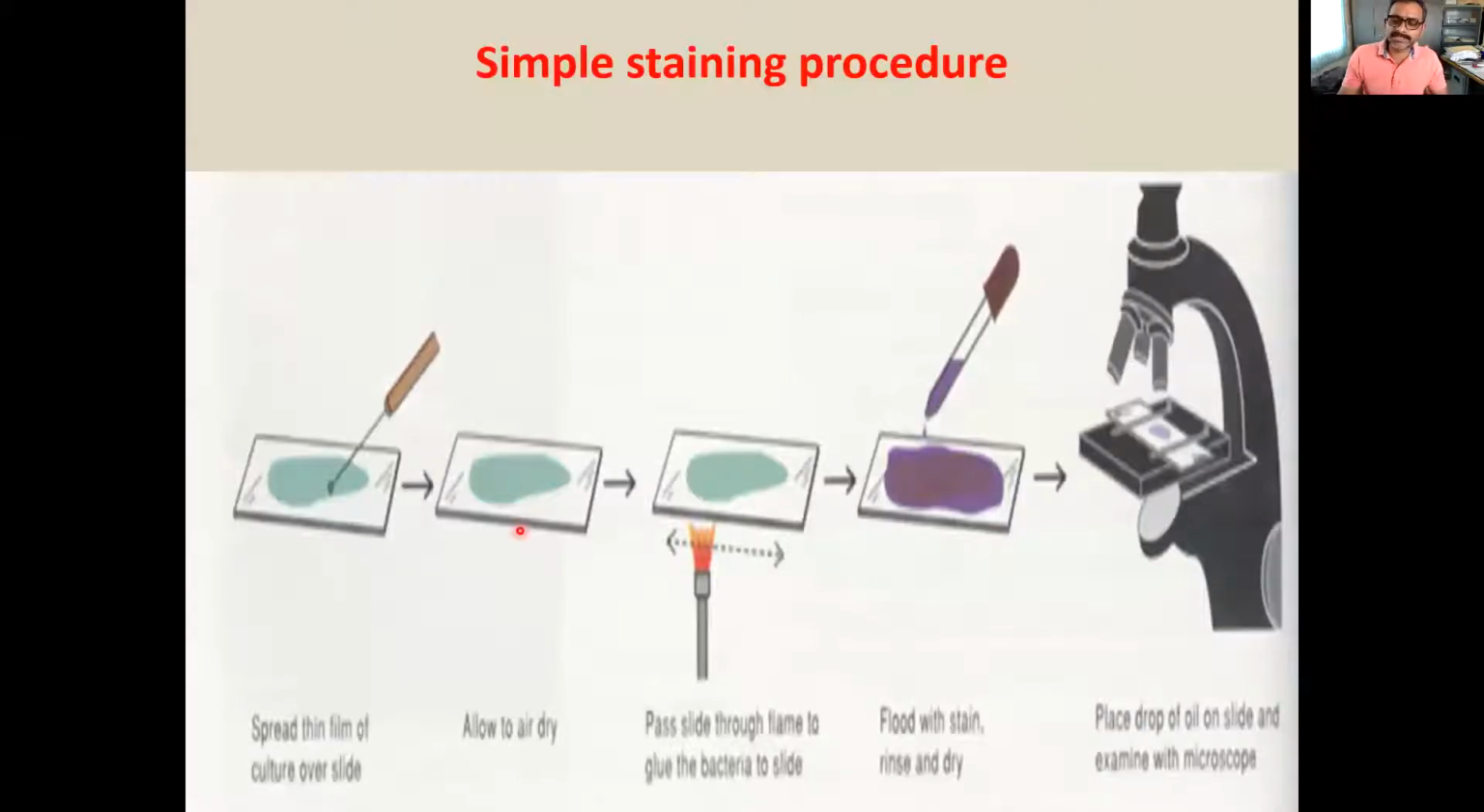So this is the procedure of simple staining. Now you have watched the video, so I don't think we need to explain once again. Take a clean slide, put a drop of water, take the culture, spread it, allow it to dry, heat fix, flood with a simple stain, anything, crystal violet, safranin, methylene blue, basic fuchsin. Wash the excess stain, air dry, and observe under the microscope. This is the procedure for simple staining.